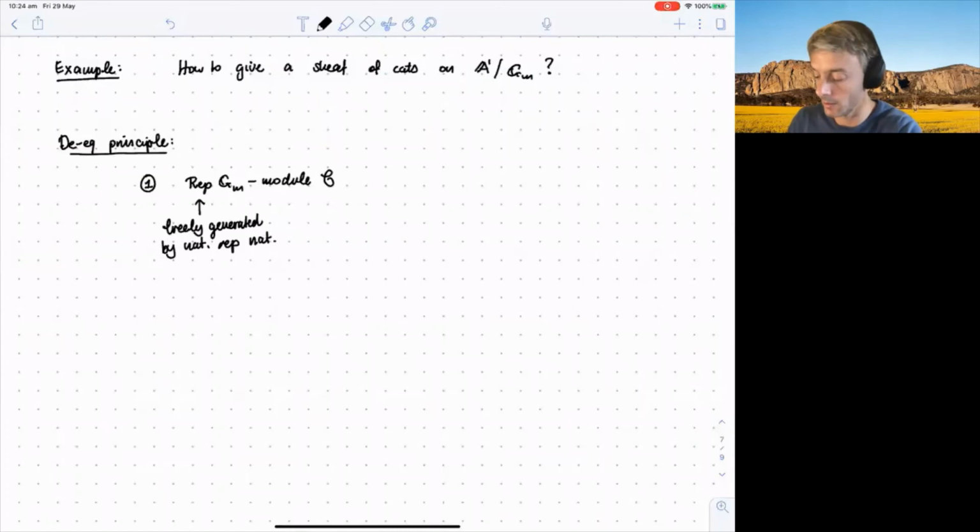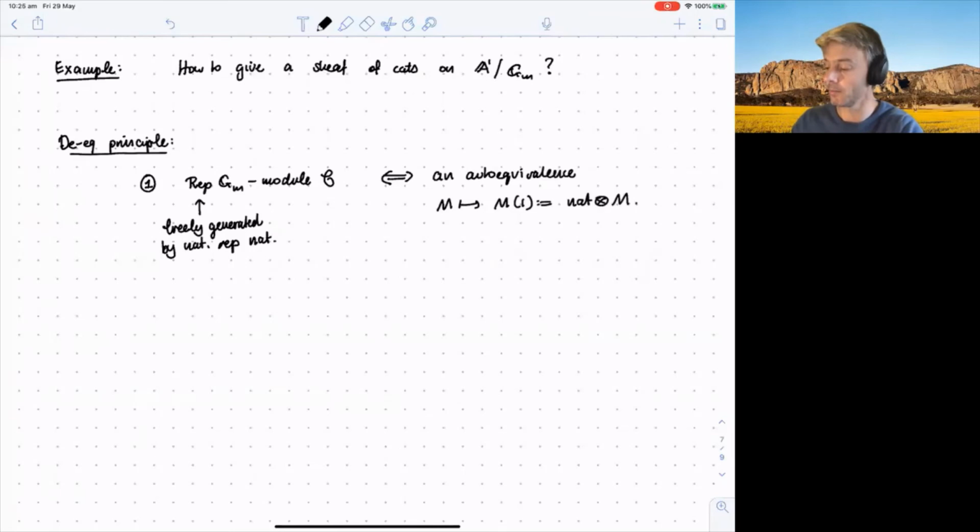So this is the same thing as an auto-equivalence M goes to M shifted by one, which by definition is what happens when I act by the natural representation on M. So if I know how the natural representation acts, then I can know how any representation acts, because any representation is a direct sum of tensor powers of the natural representation.